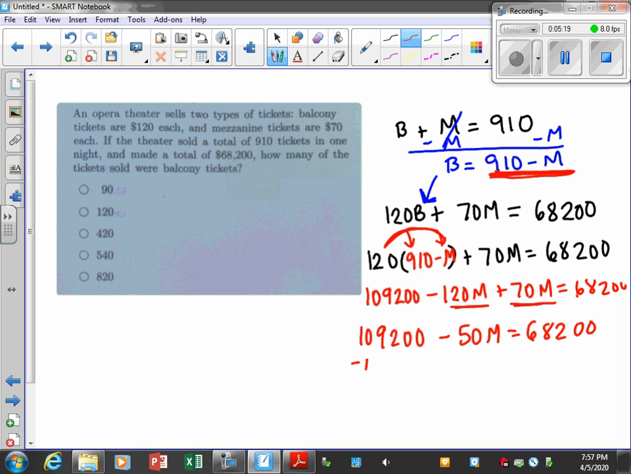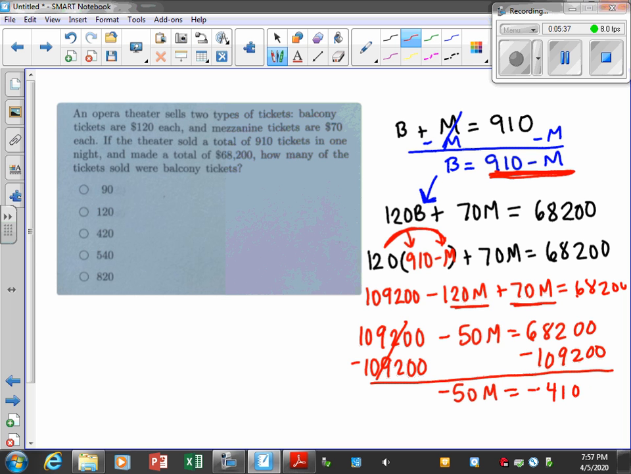So I want to subtract this from both sides so that I can get M by itself. We're solving for M. So that gives us negative 50M is equal to, subtract those two and you get negative 41,000. Put that in your calculator. And then to get M by itself, divide both sides by negative 50. So the M tickets are 820 of them.